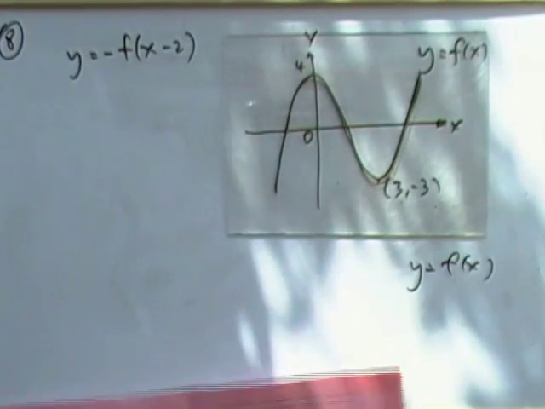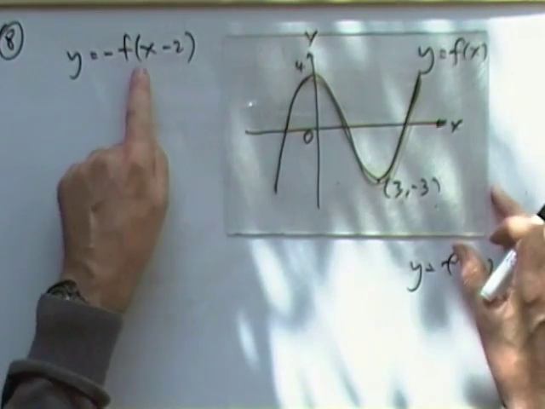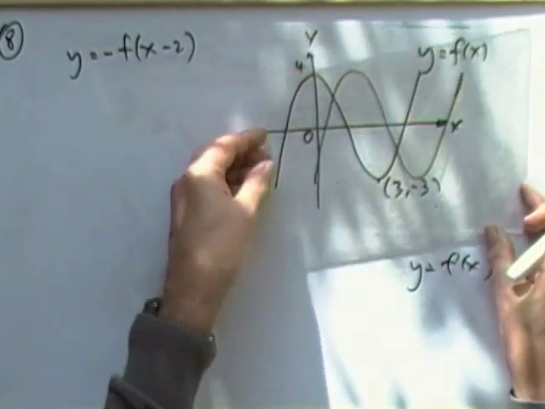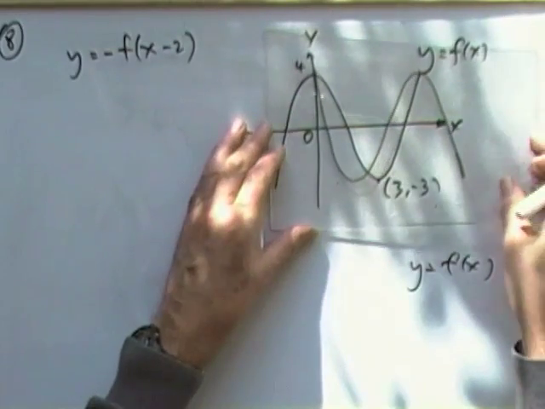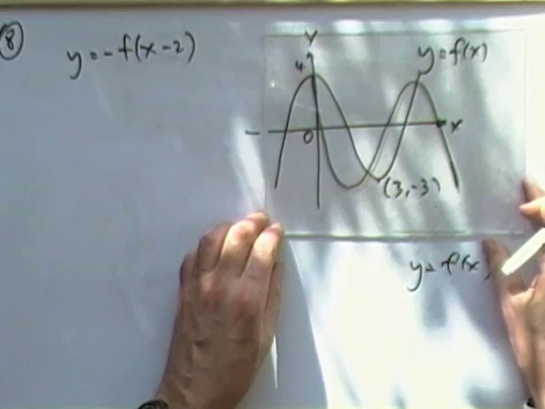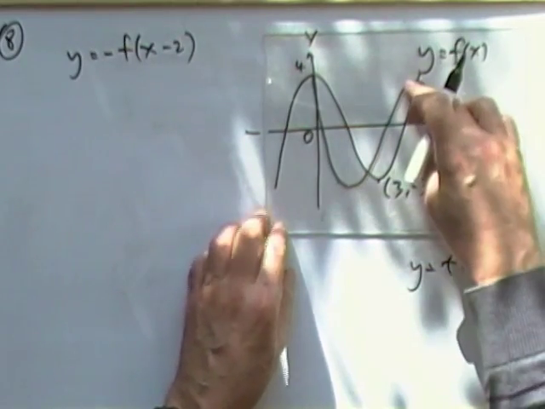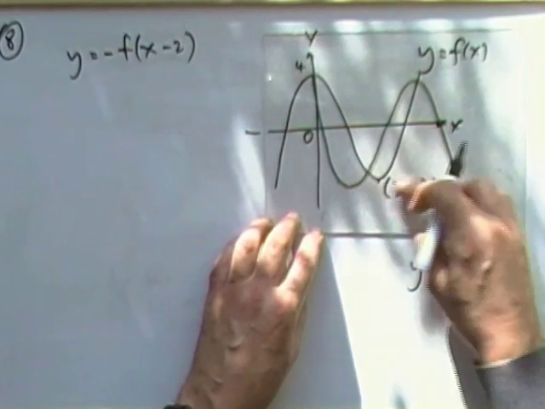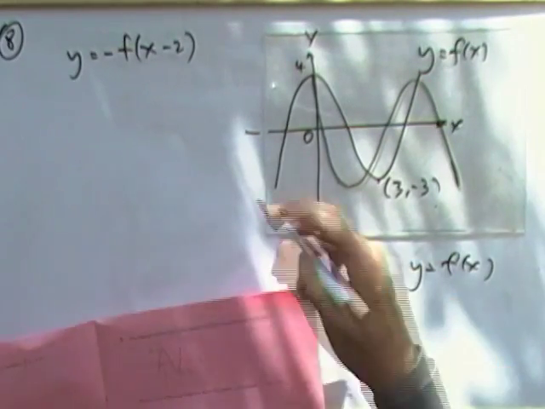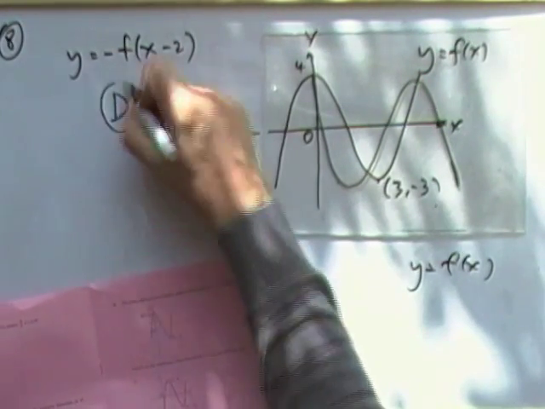Or you could think of it moving about, because what does it say? It says it's going to move forward 2, and then turn upside down. Move forward 2, and then turn upside down. So it's going to end up looking something like that. Well, that point again is going to be, instead of at 3, it's going to be at 5. Instead of negative 3, it's going to be at positive 3. So that's going to be answer D.